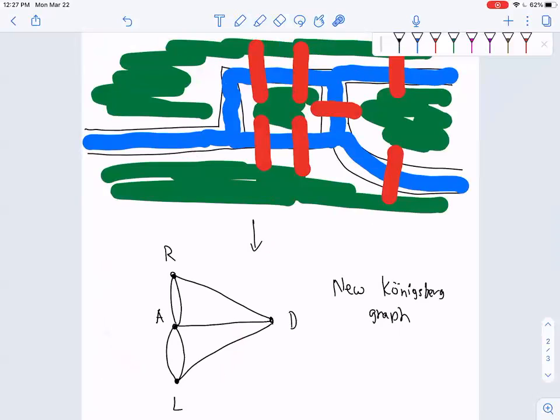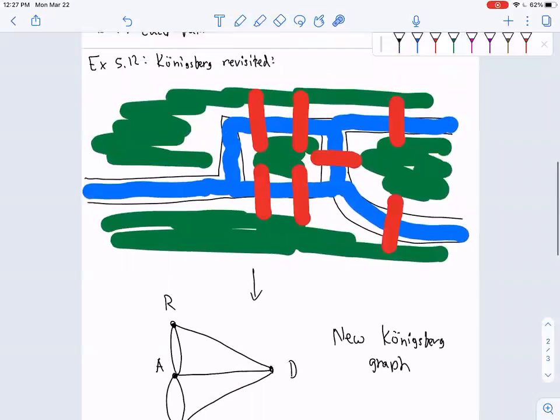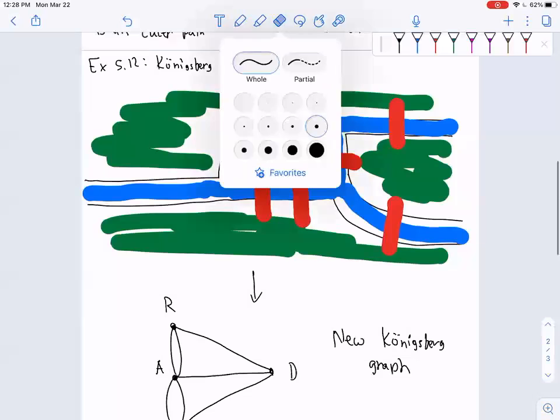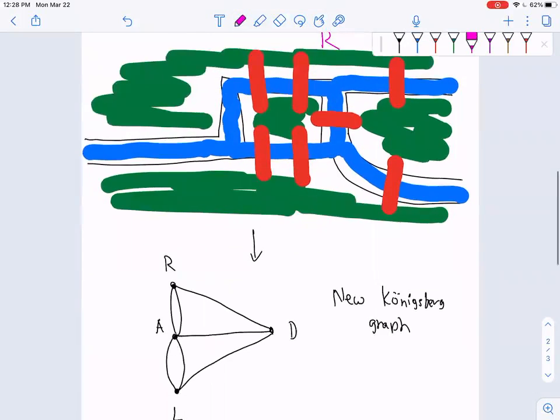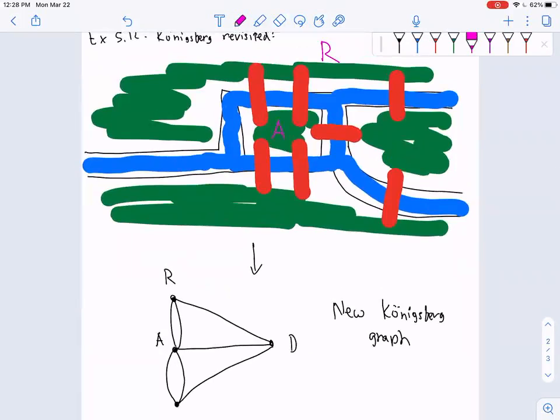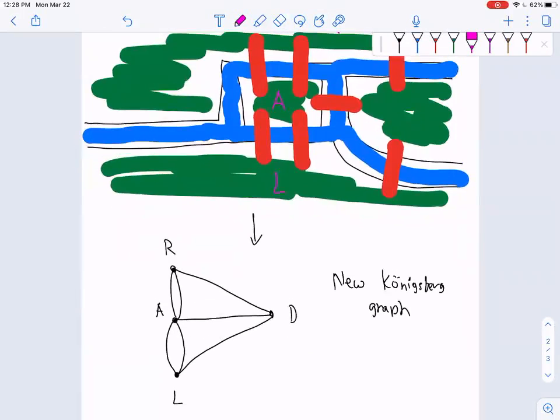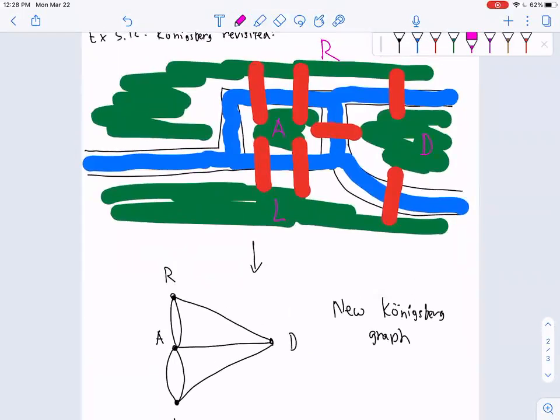Can you explain it? Okay, good. So essentially, this thing here, how are we doing this? What colors aren't we using here? Pink, I guess. So this whole landmass up here, we count as R. This island we count as A. This down here we count as L, and this here we count as D.